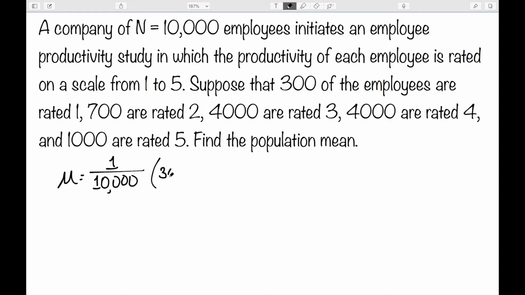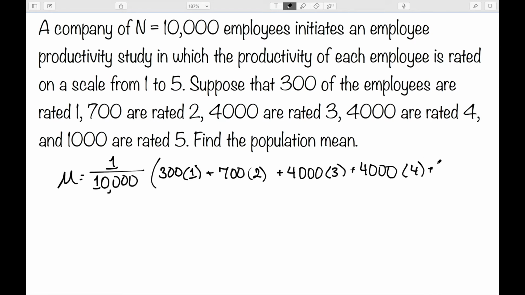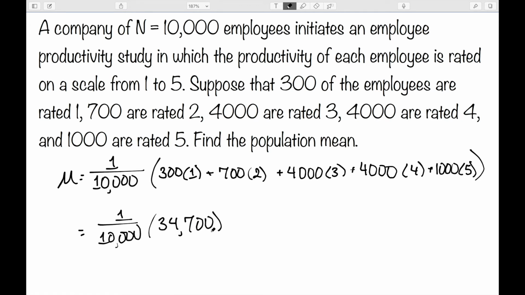We know we have 300 that scored 1, so 300 times 1. 700 scored 2. 4,000 scored 3. 4,000 scored 4. And 1,000 scored a 5. So now we just need to work this out. If I work out this part in parentheses, I get 34,700. Dividing by 10,000 then gives me that my population mean is 3.47.